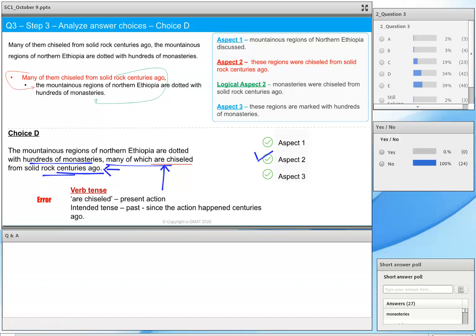Now, why did you land up on choice D? Those of you who did not read your answer choice very closely. Yes, you saw that the logic error has been fixed here. And then you're like, many of it is chiseled from solid. Okay, fine. Let's go with this, because now my logic has been fixed here. But you missed this word R that has been very craftily added in this choice to make it incorrect.